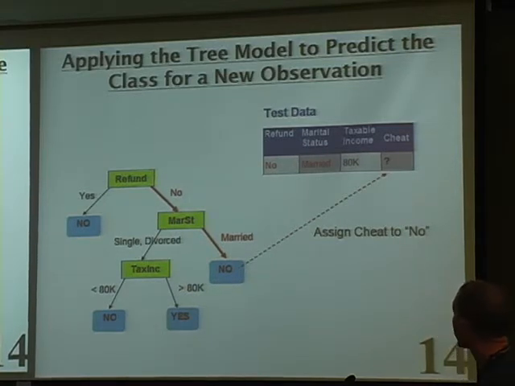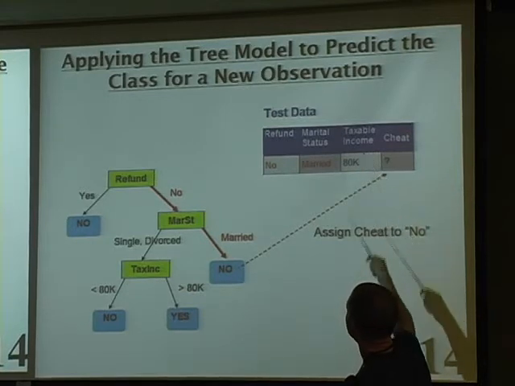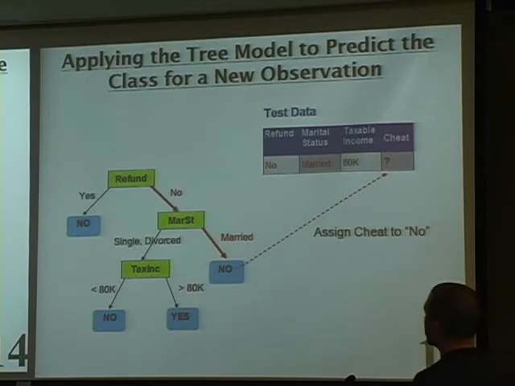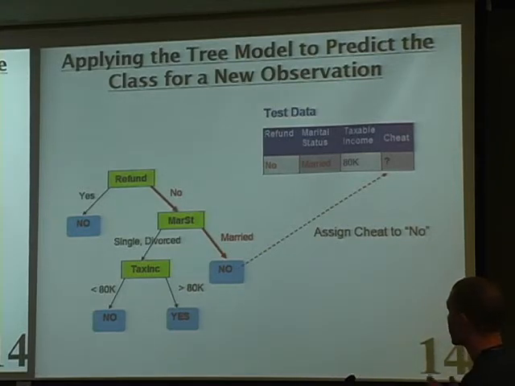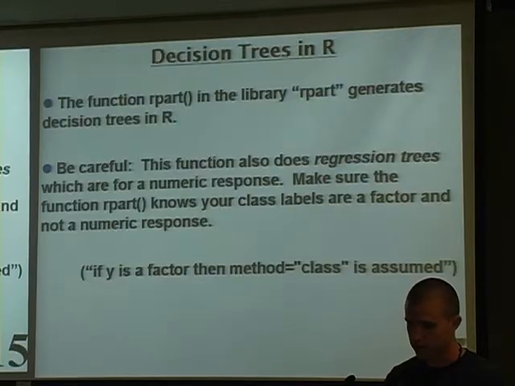Now one thing you'll notice about the decision trees is that in this case, I never use taxable income. And it's possible that you could have a lot of predictors that may never get used. So it does some implicit variable selection for you, which can be very useful when you have a lot of redundant features and you don't know which ones of those features you want to use in your model.